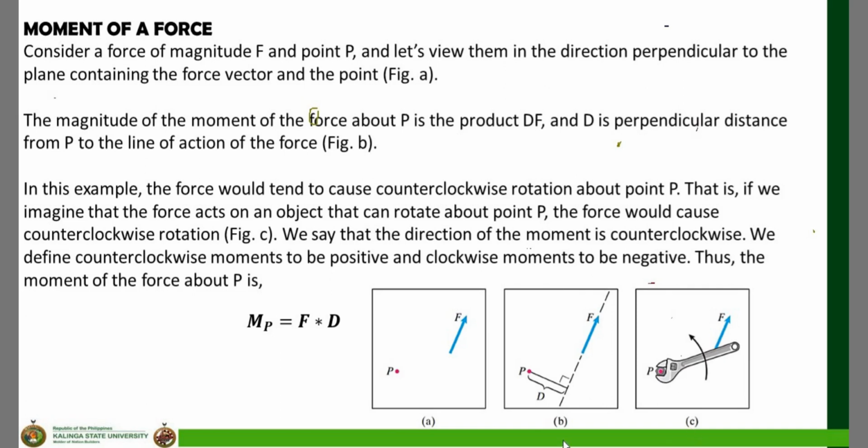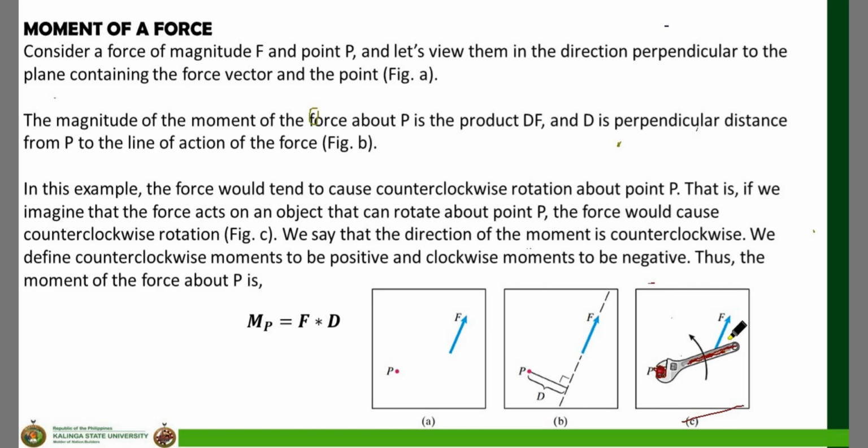For example, in this diagram, this is a wrench. Let's say you want to loosen a bolt, you apply force on the handle to turn it. That turning, we call that a moment.